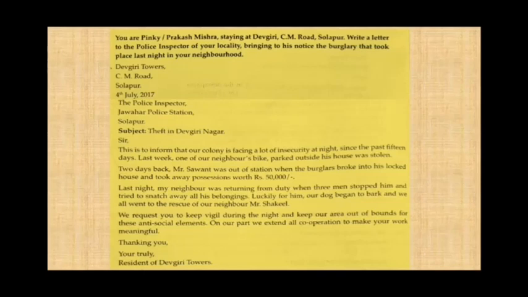Luckily for him, our dog began to bark and we all went to the rescue of our neighbor, Mr. Shakil. We request you to keep vigil during the night and keep our area out of bounds for these anti-social elements. On our part, we extend all cooperation to make your work meaningful. Thanking you, yours truly, resident of Devgiri Towers.